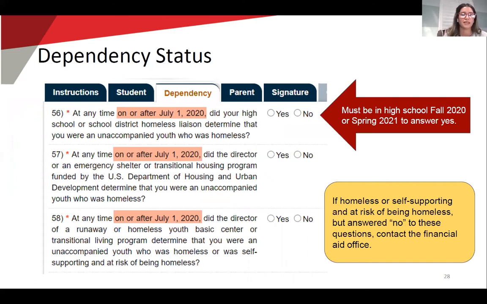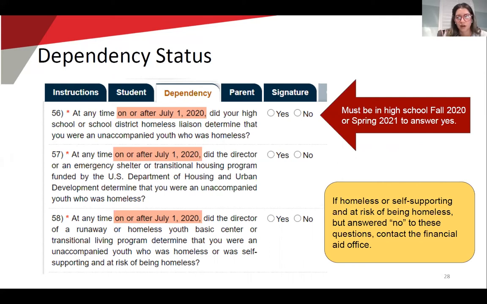Keep in mind that to fall under these, you must have been in high school in fall 2020 or spring 2021 to answer yes. So some of you may just skip these, or answer no to them. At any time on or after July 1st, did your high school or school district homeless liaison determine that you were an unaccompanied youth who was homeless? If that applies to you, you'll check that off.